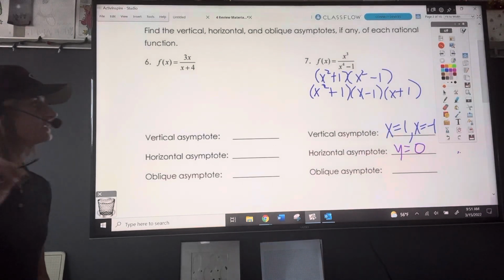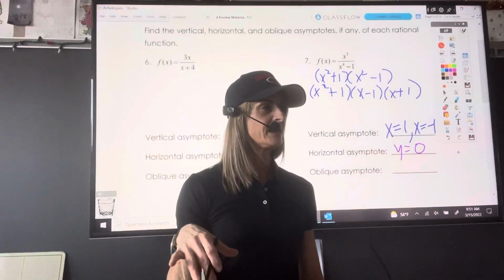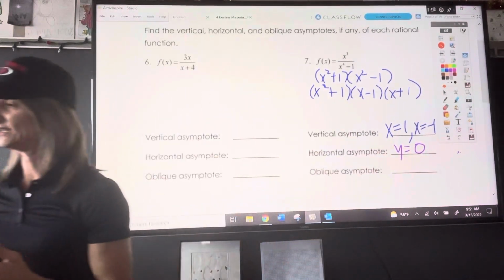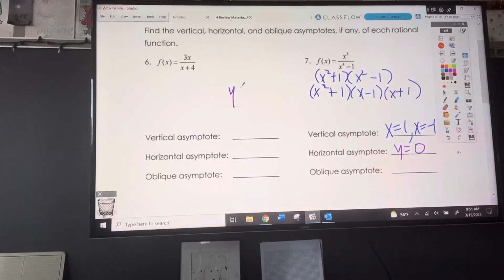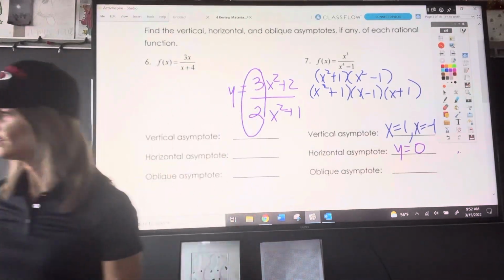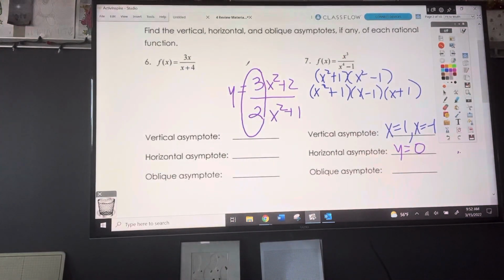I love it when the degrees of the numerator and the denominator are the same, because it's just the leading coefficients for each. So for example, if it said, I don't know, I'm just making stuff up, okay? If it said y equals 3x squared plus 2 over 2x squared plus 1, these degrees are the same in the numerator and the denominator, so this would be the horizontal asymptote. It's just the leading coefficients. I like it when that happens. So would it be y equals 3 and 2? Or 3 over 2. Okay, got it. Yep.